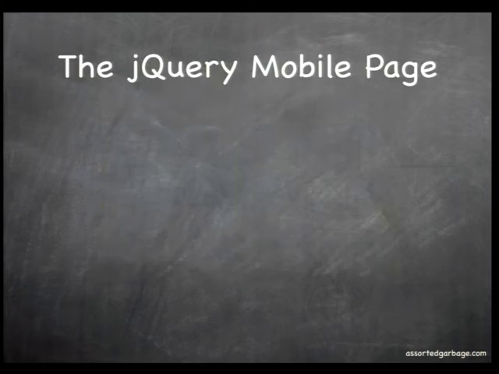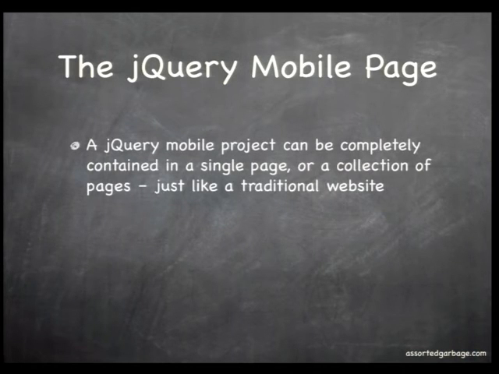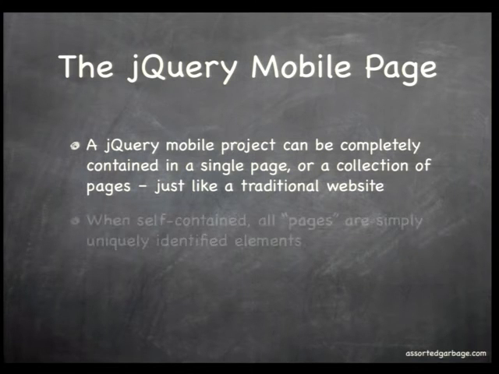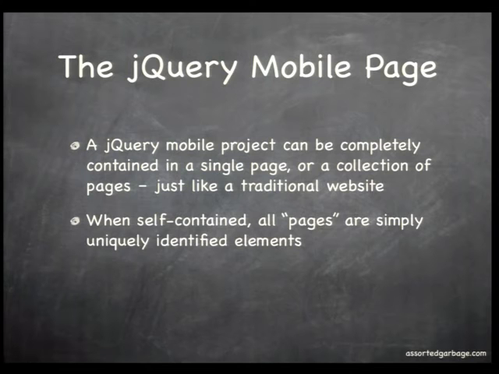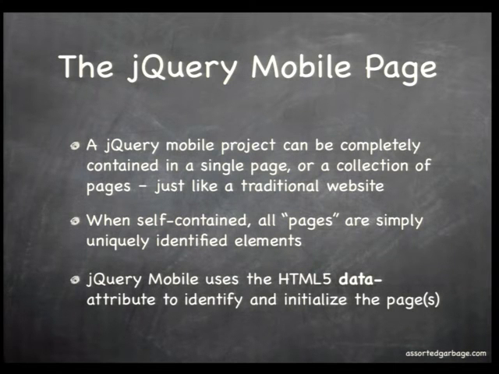So let's talk about what it means to build a jQuery mobile page. The first thing that we need to think about is that a jQuery mobile project or site, if you will, it can consist either of a single page or multiple pages, just like we're used to. Okay, so we're not changing our thinking. But one thing that you need to realize is we can make the entire site self-contained in one page itself by identifying certain areas as pages. Okay? And jQuery mobile will take care of hiding and showing them properly.